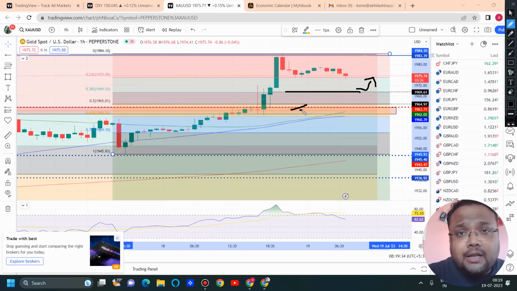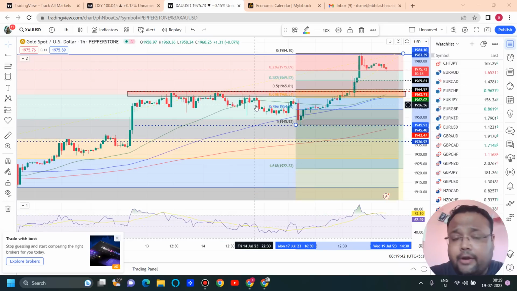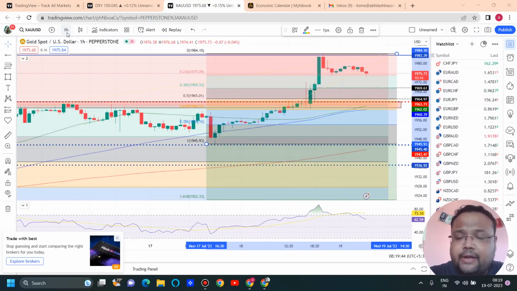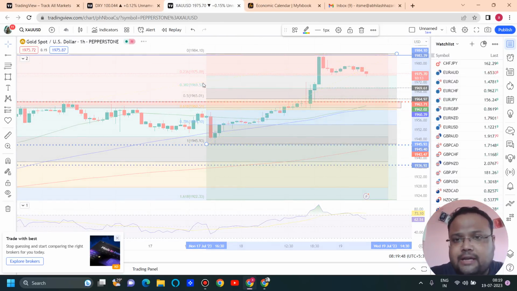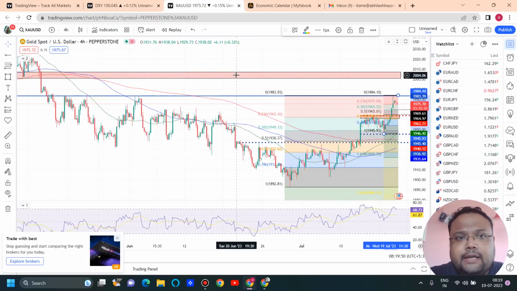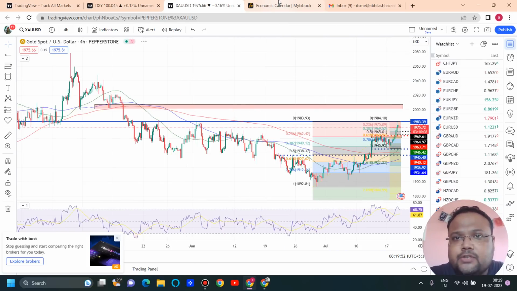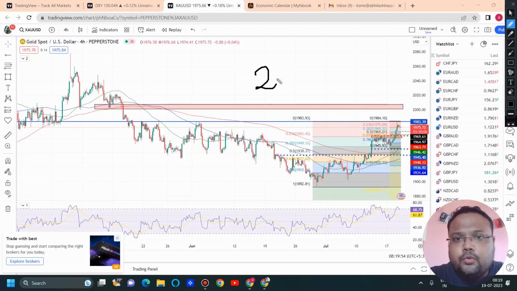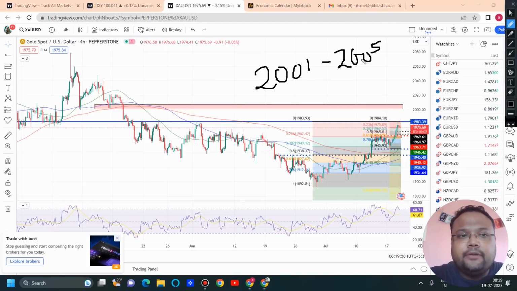After all, not all the levels in the market are the same, so as a result, you need to be very careful. And if you're wondering about resistance, then yes, we don't have any immediate resistance on the market right now. If we go to the 4 hours time frame, then you can see that the next immediate resistance will be around 2001 to 2005.